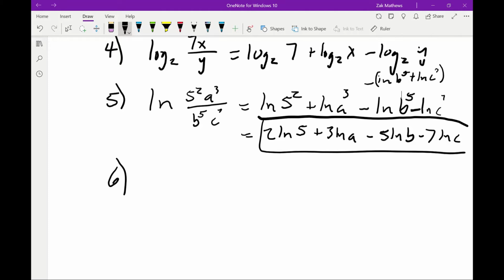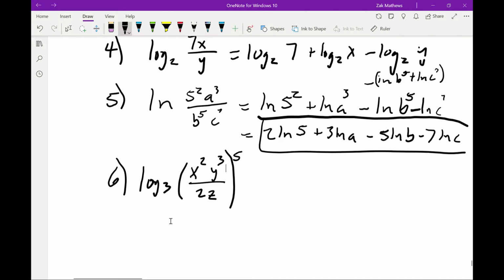Let's take another example. Let's say we have log base 3 of x squared y cubed over 2z, that's a 2 in front and a z, and that whole expression is raised to the 5th power. Alright, just a second ago we said we had to break apart the multiplication and the division first. We couldn't pull the exponents to the front because the exponents were all different.